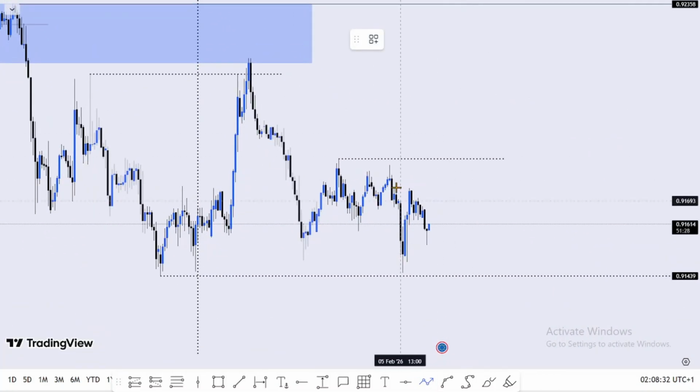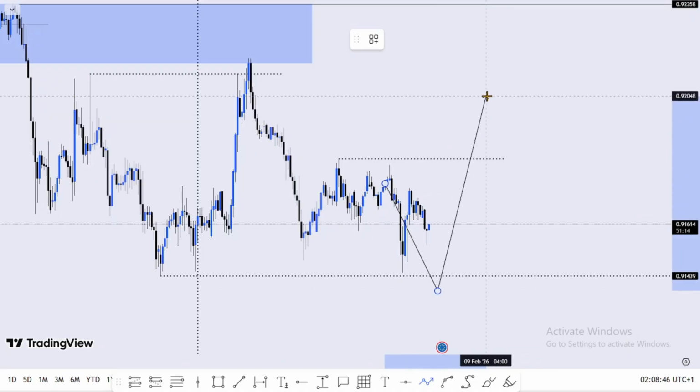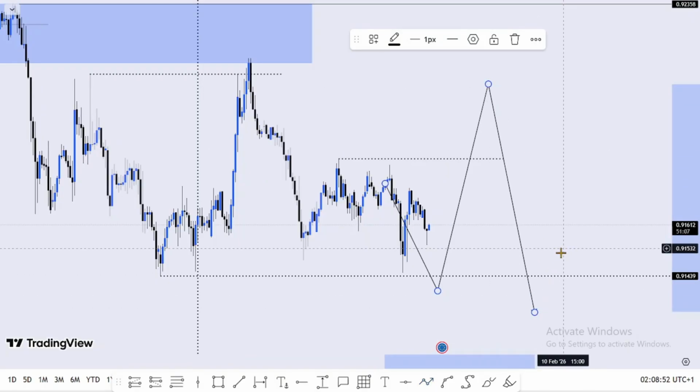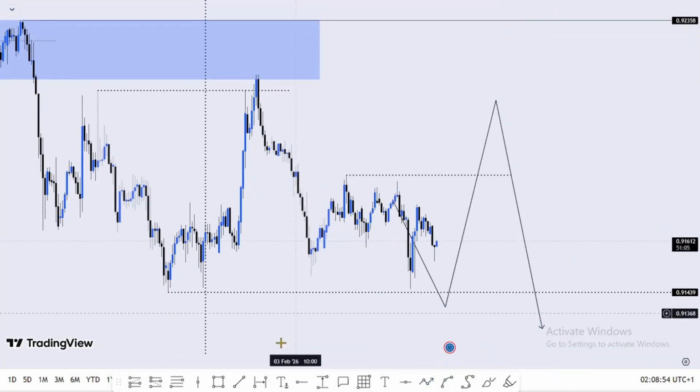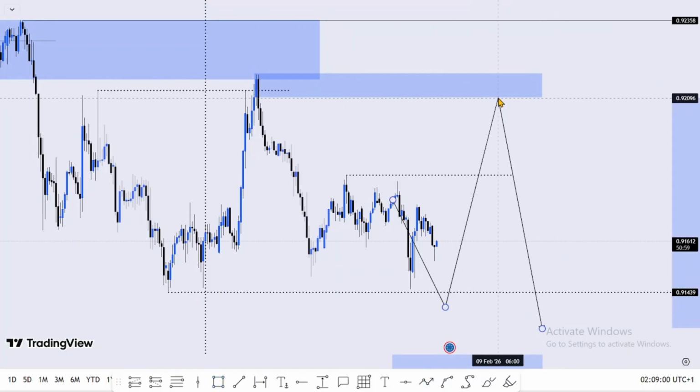But what I'm still expecting is for price to finally take out this transactional liquidity, which is also our external range liquidity. Once it takes it out, I want to see price come back down and take out this structural liquidity, trading to this other block, then once again take out the external range liquidity. Okay, so my entry will be something like this, around this point. That's my entry.